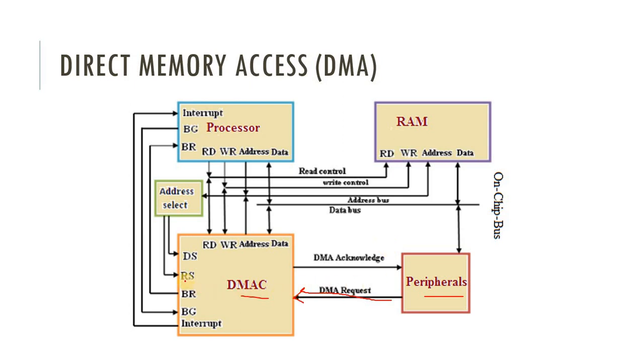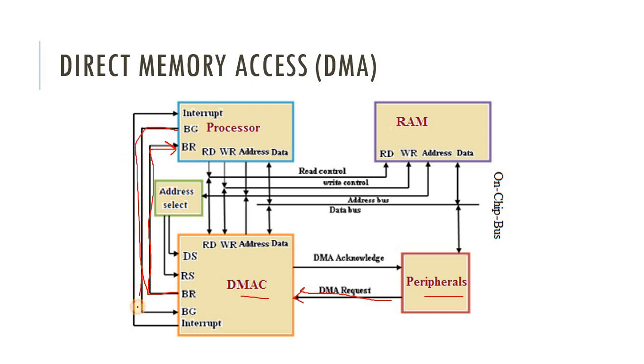Here BR means bus request, RS means register select, DS means DMA select, BG means bus grant. Okay, and here are the interrupts. So these are the signals that the DMA controller can send. After getting the DMA request from the peripheral device, the DMA controller sends the BR, meaning bus request, to the CPU. So here we are requesting for the bus. After getting this request, the CPU sends the bus grant, here BG, to the DMA controller.